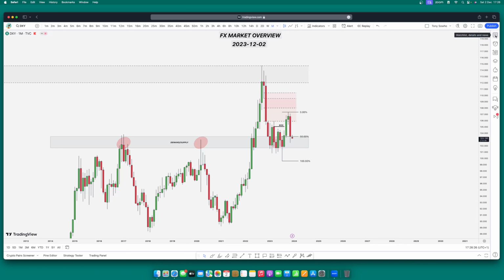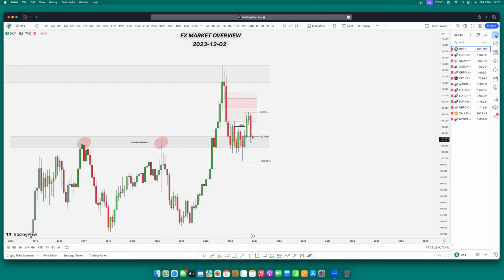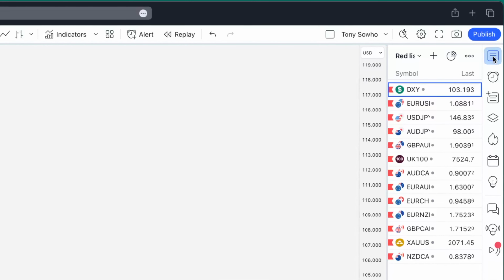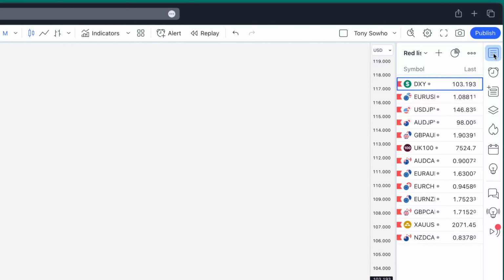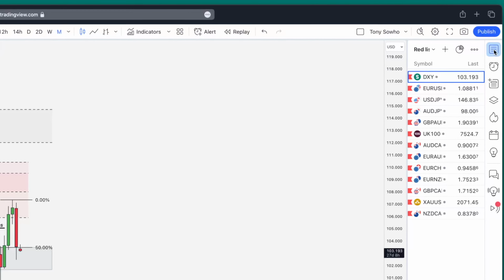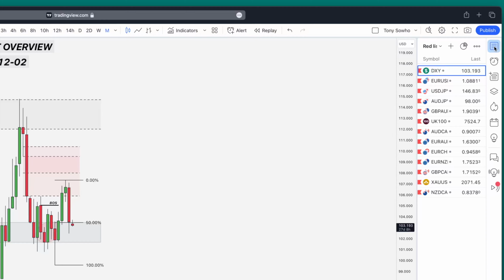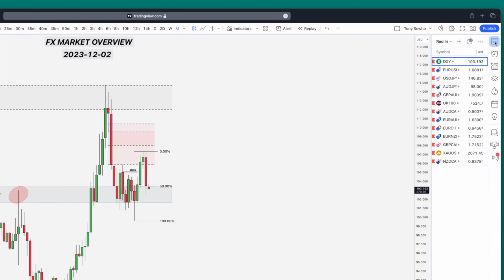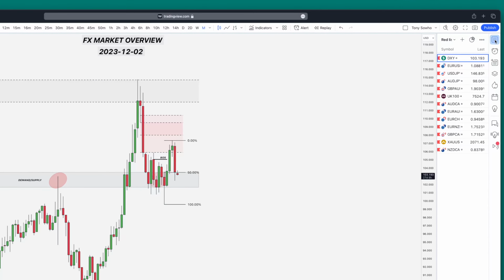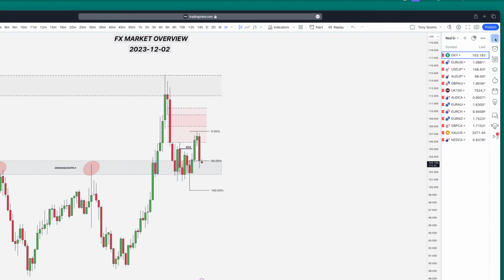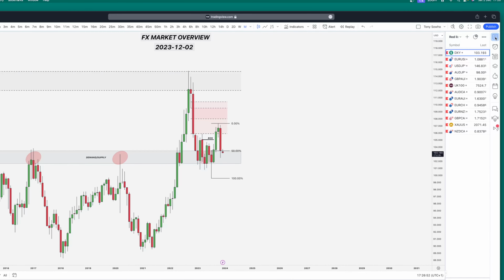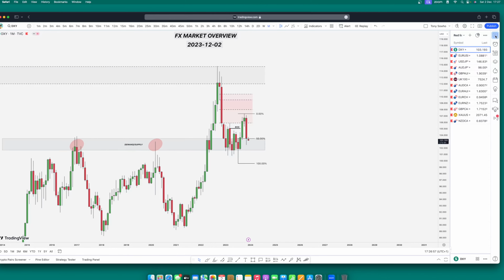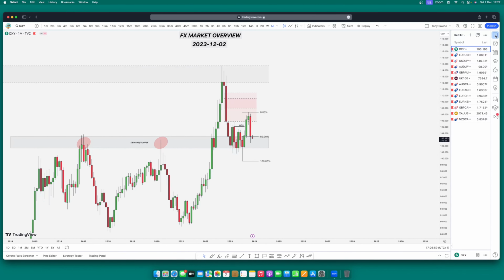And as you can see to the upper right of my screen, today we are going to be looking at quite a number of assets, starting from the dollar index, Euro USD, USD JPY, AUD JPY, British pound, Australian dollar, UK 100, AUD CAD, Euro AUD, Euro CHF, Euro NZD, GBP CAD, gold, and NZD CAD. So yeah, quite a number of assets we're going to be looking at today.